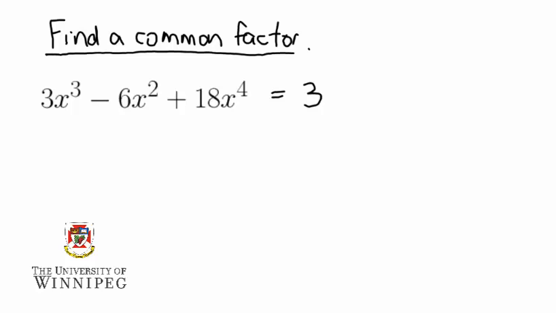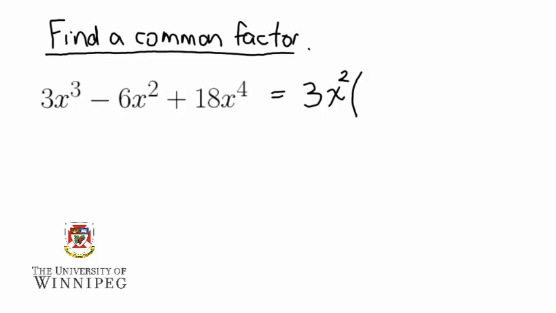Then we can move into the variable portions of our terms, that is x cubed, x squared, and x to the power of 4. Here we take the lowest power of our variable pieces, or in this case we take x squared as part of our common factor. Now we can go back term by term and divide out 3x squared.